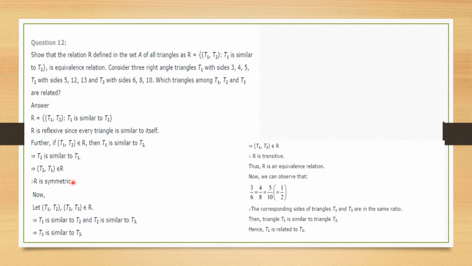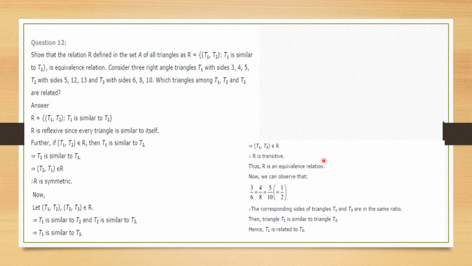I think it is not any problem because we have done so many questions earlier to this. So R is symmetric. For transitivity, T1, T2 and T2, T3 belong to R. If T1 is similar to T2 and T2 is similar to T3, then T1 is similar to T3. So T1, T3 belongs to R. That means R is transitive. Hence R is an equivalence relation.